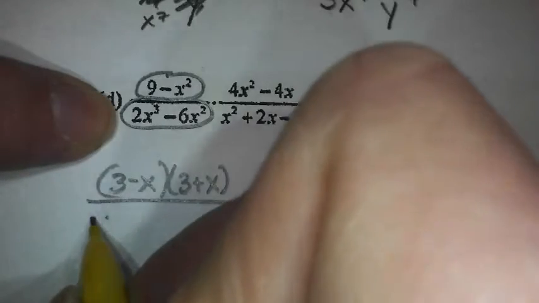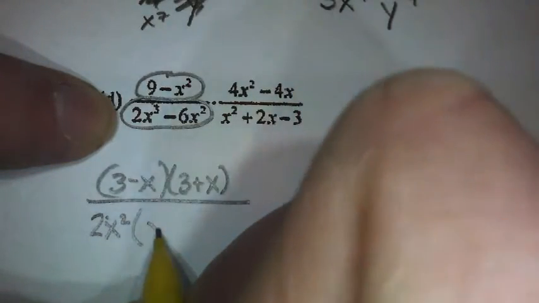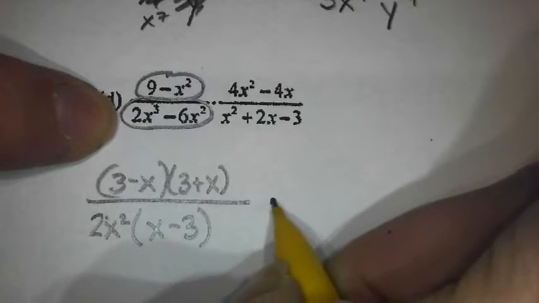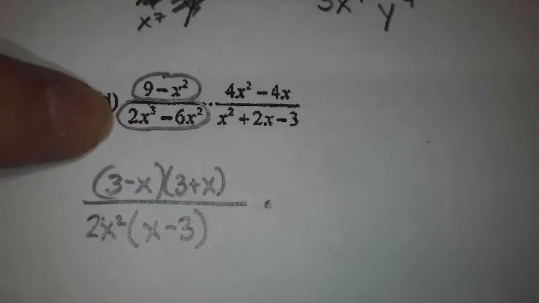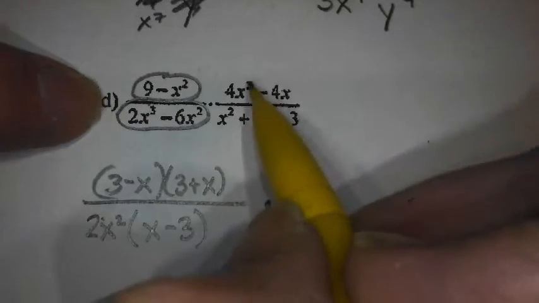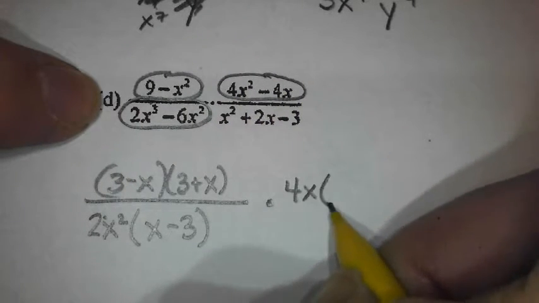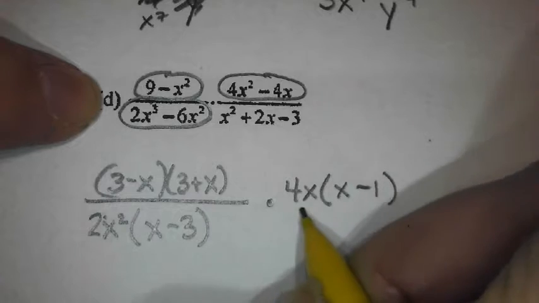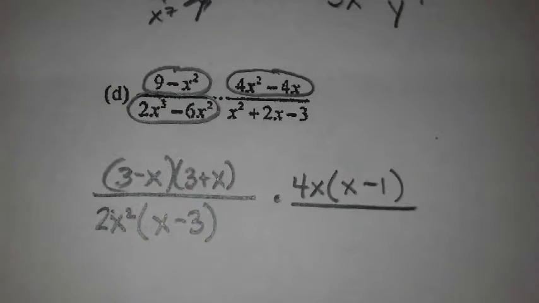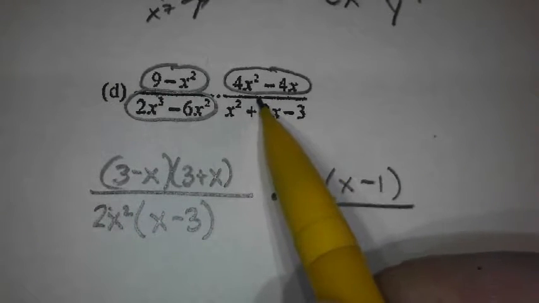Good. Take out a 2x squared. Leaves you with x minus 3 times. Jordan, top right. Good. Take out a 4x. Left with x minus 1. Micah, bottom right.